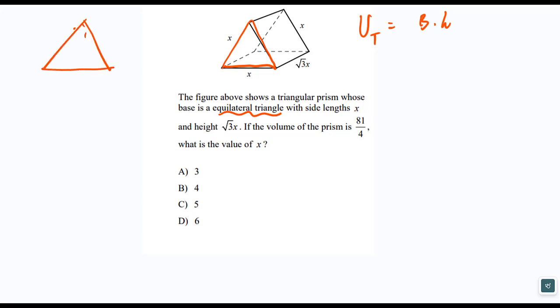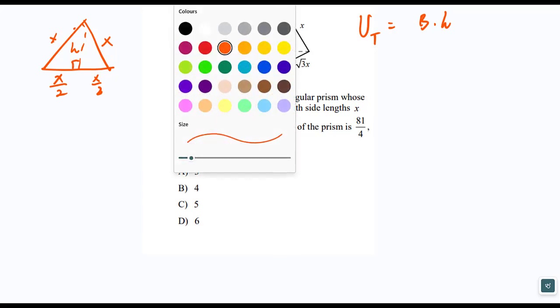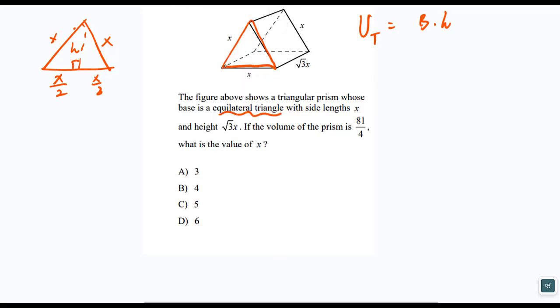To focus on this equilateral triangle, I have this side is x, this side is x, and if I draw the height down, I'm going to split the bottom into 2 equal halves. That's going to be x over 2, that's going to be x over 2, and this is going to be my h. So what I want to do now is write my height in terms of x, using the Pythagorean theorem, because I know that the left triangle is a right triangle. I'm going to focus on this piece.